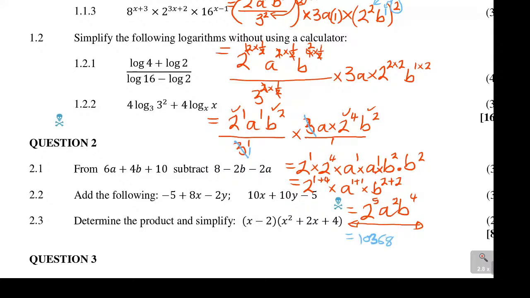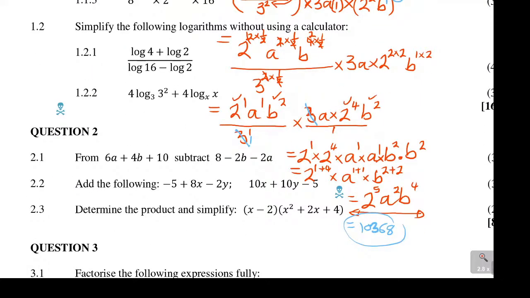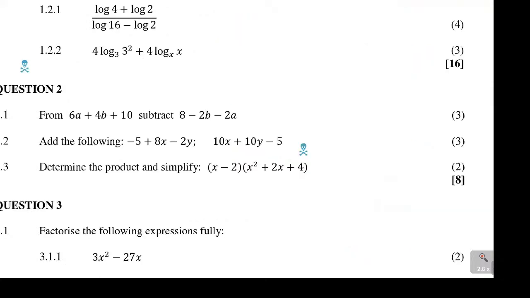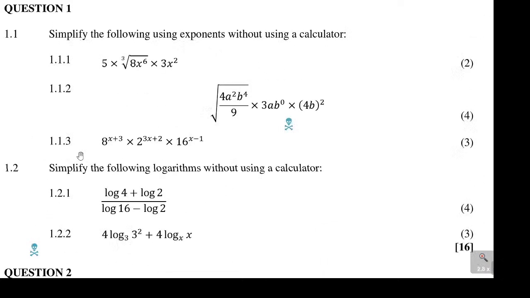So if I compare these two numbers, 10,368, 10,368, it means whatever I was simplifying is still maintained and I am on the right track. So this is what I usually do, and I will encourage you to always keep testing your answers like that. So that was the question that we did. It's question 1.2, you get your 4 marks. Let's look at question 1.13.